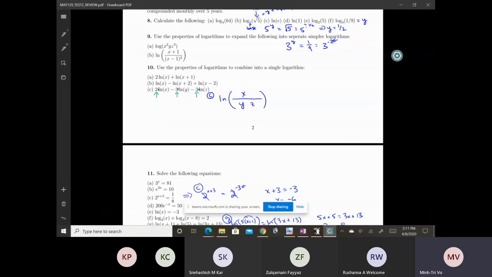Right, so this 2 goes with the x, so this becomes x squared. This 3 goes with the y, so it becomes y cubed. And then this 3 goes with the z, so it becomes z cubed. Is that it? Yeah, so that's it. That's crazy.